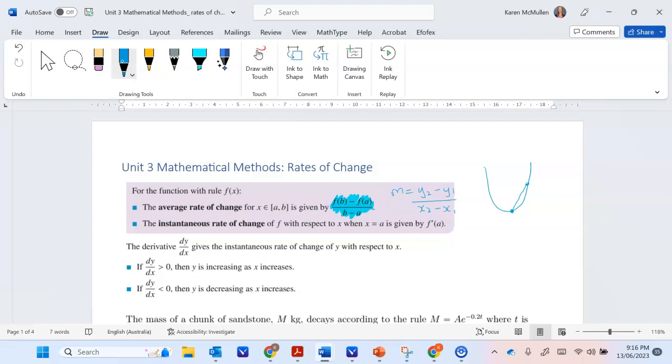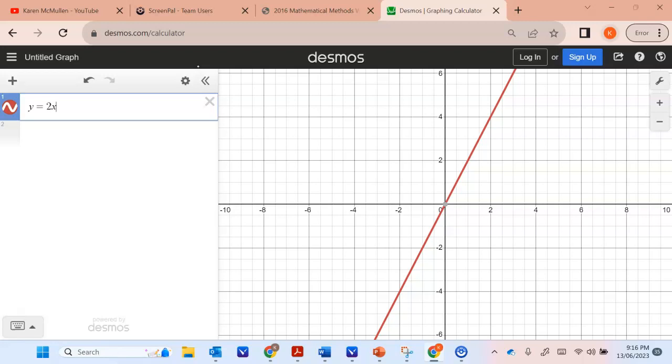So that's why, if we're looking at the average rate of change, we're looking at the gradient between 2 points. Let me have a quick look at this Desmos graph that I've created. It's a linear graph, so the rate of change is the same. Let's say we were looking at the rate of eating donuts per minute. We're eating donuts at 2 per minute. After 1 minute, we've eaten 2. After 2 minutes, we've eaten 4. After 3 minutes, we've eaten 6, and so on. So our rate is the same.